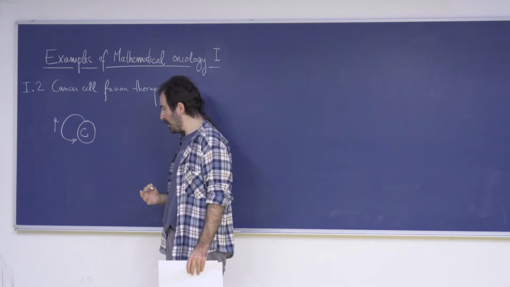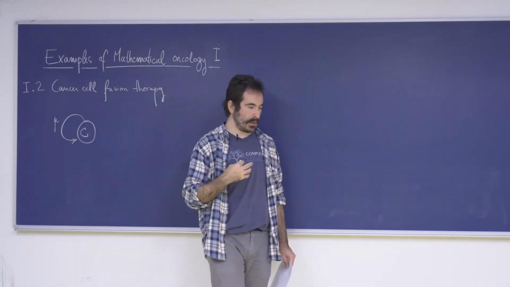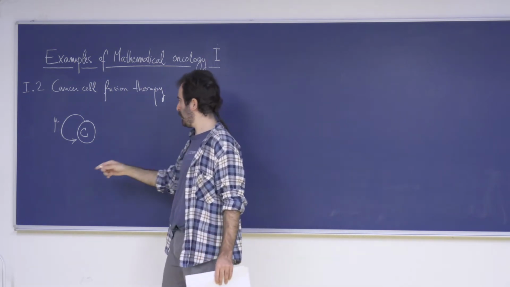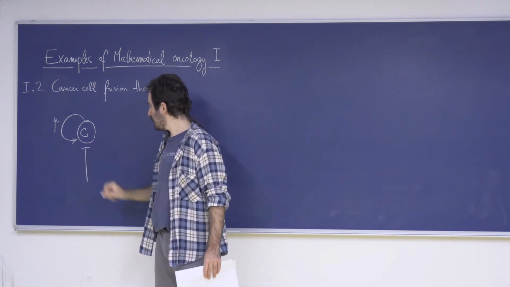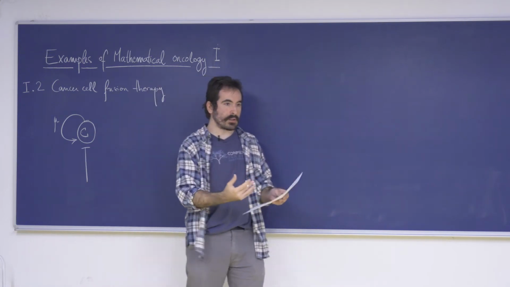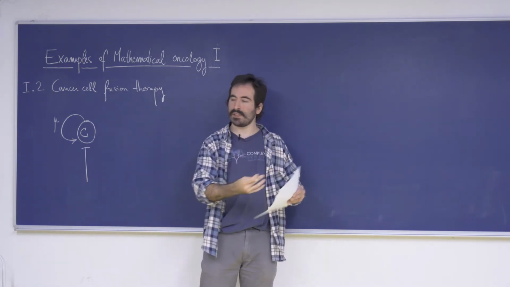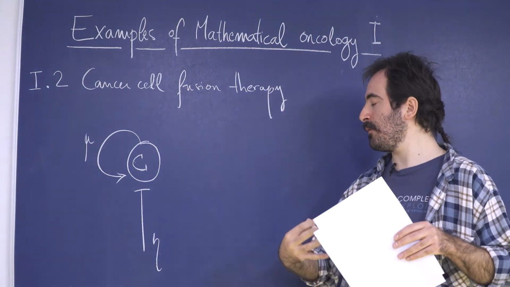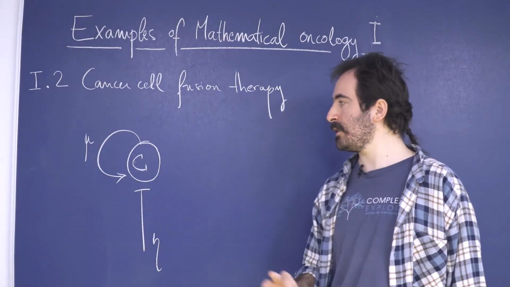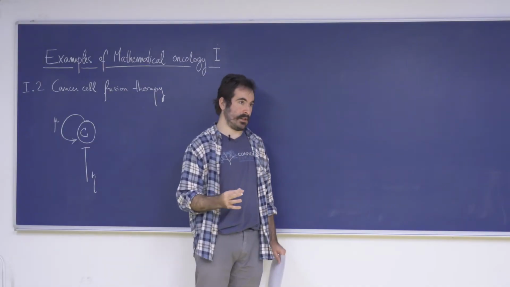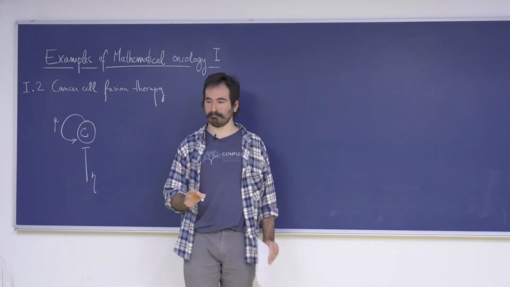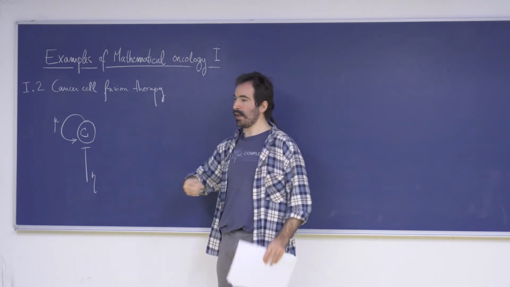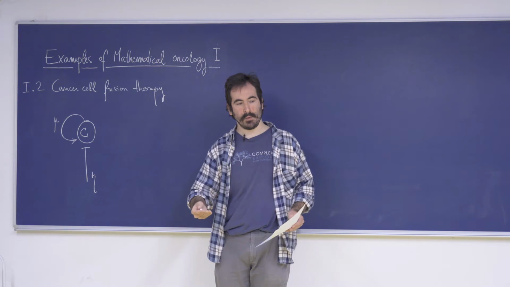Now consider that we are trying to induce some inhibition of this cancer via a chemotherapy process, which is just a drug that we inject into the system, and this drug acts with a given fixed rate eta, and it inhibits the cancer cells C. So that's pretty straightforward.